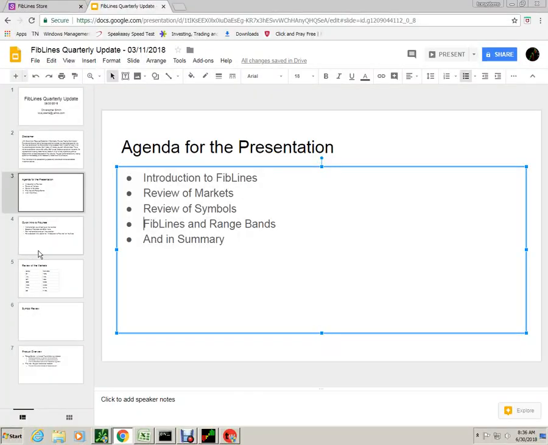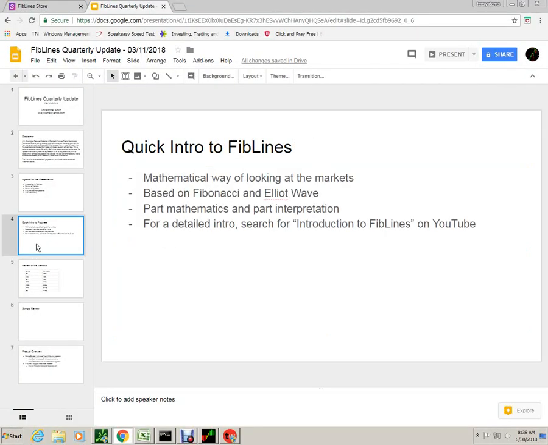So that's a quick introduction to the FibLines indicator. If you want more detailed information on why it works and how it works, you can go up to YouTube and search for Introduction to FibLines.